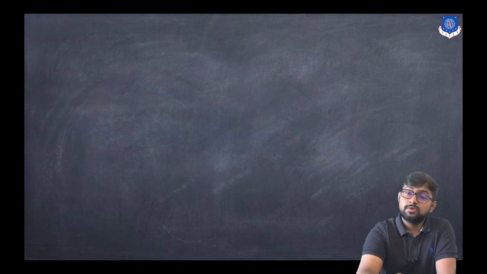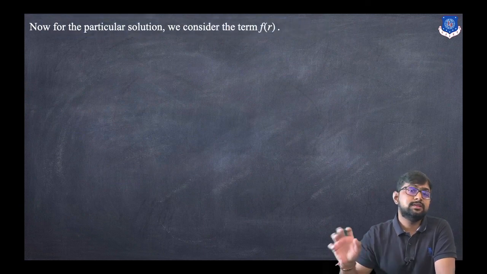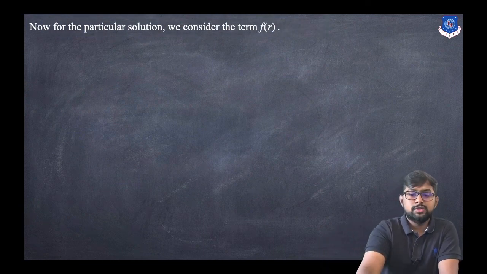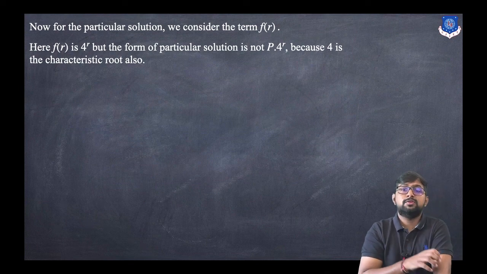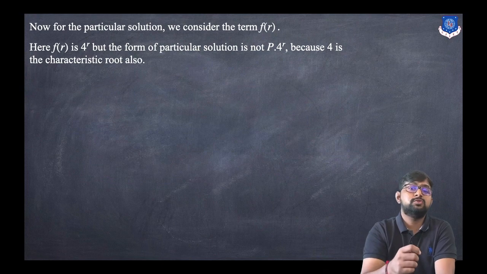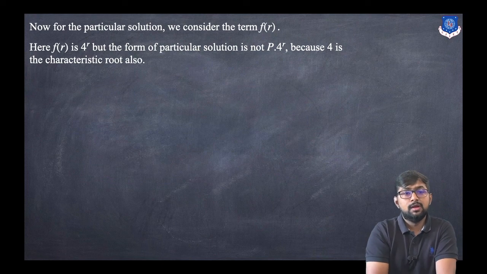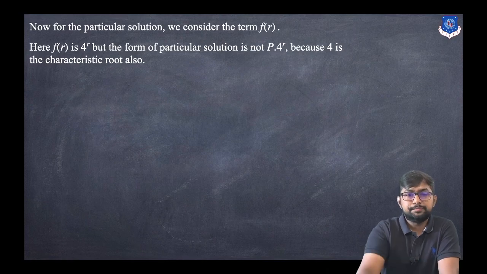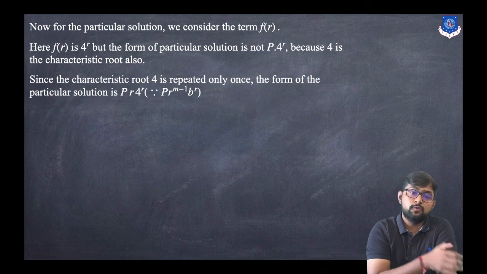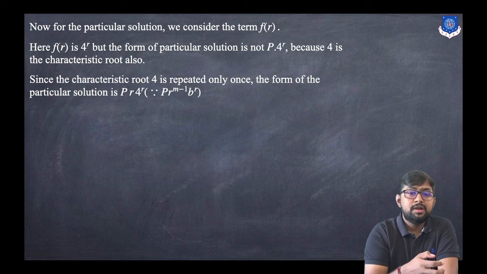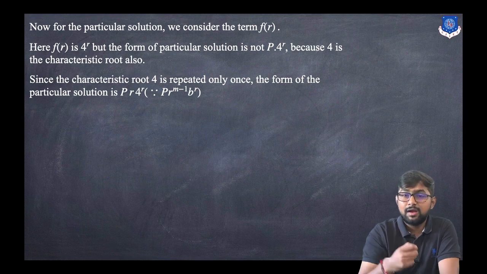Now for the particular solution, just consider the right hand side, that is f(r). So what is f(r)? Here f(r) is 4^r, but the form of the particular solution is not p·4^r as in the previous one. Why? Because here 4 is a characteristic root, so that first case won't work. Since the characteristic root is 4, how many times is it repeating? It occurs only once.